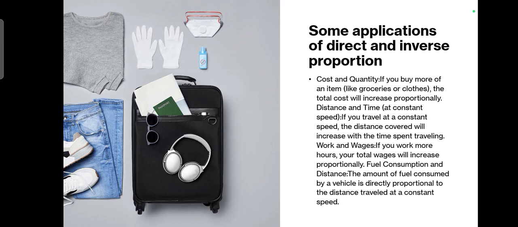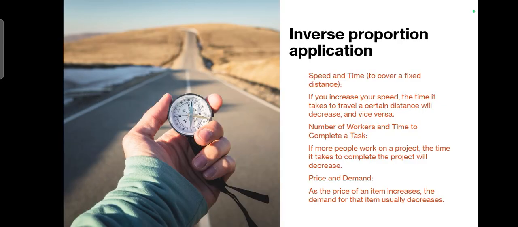Let us see some example applications of direct and inverse proportion. Cost and quantity: if you buy more of an item like groceries or cloth, the total cost will increase. If you buy small quantities, then it will decrease. Distance and time: if you travel at a constant speed, the distance covered will increase with the time spent traveling. Work and wages: if you work more hours, your total wages will increase proportionally. Fuel consumption and distance: the amount of fuel consumed by a vehicle is directly proportional to the distance traveled at a constant speed.